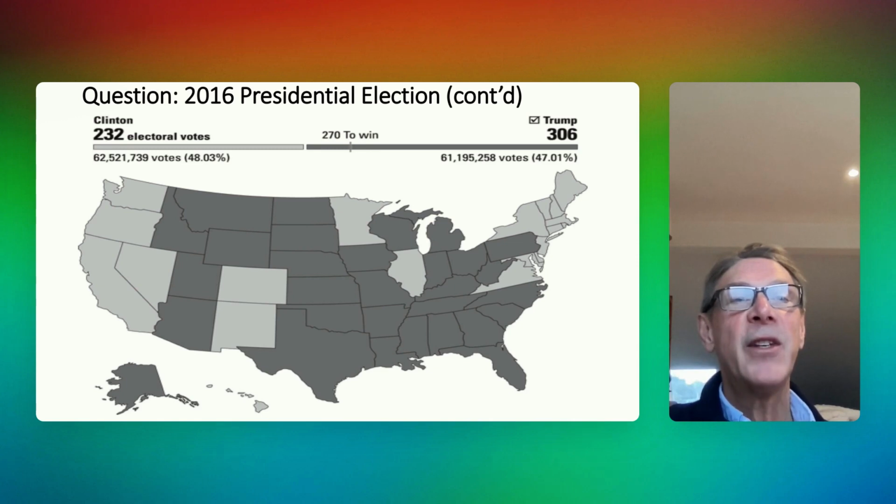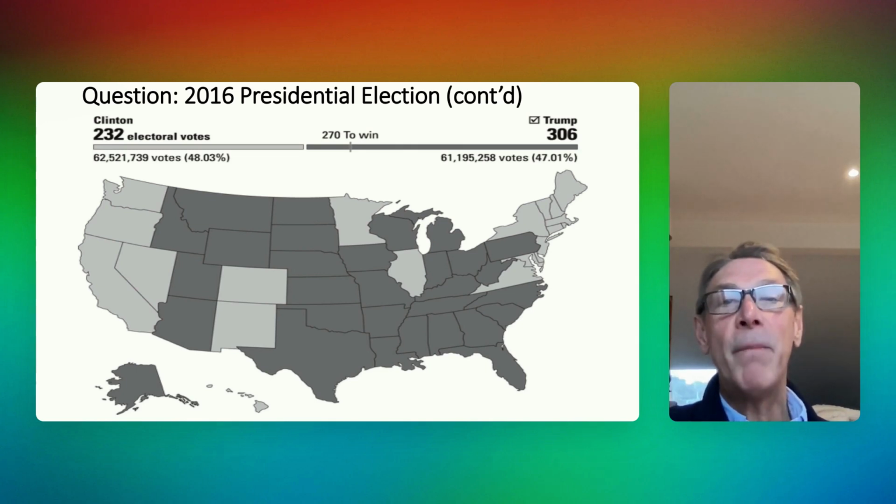But if you look underneath, and I hope you can see this, Hillary Clinton received 62,521,739 votes, which was 48.03% of all the votes. And Trump received 61,195,258 votes, which was 47.01% of all the votes. So despite the fact that Hillary Clinton got more than 1 million more votes than Trump, she lost.